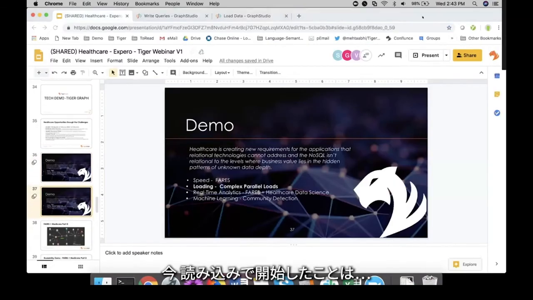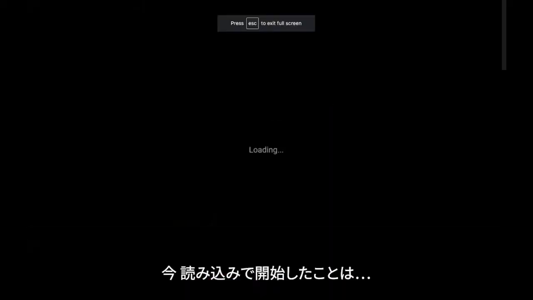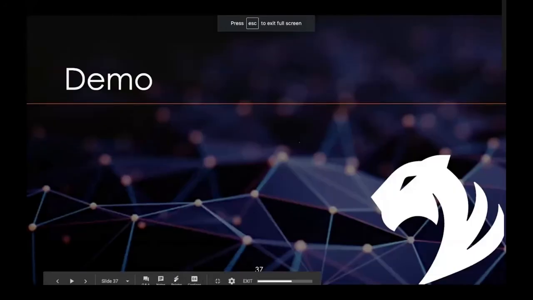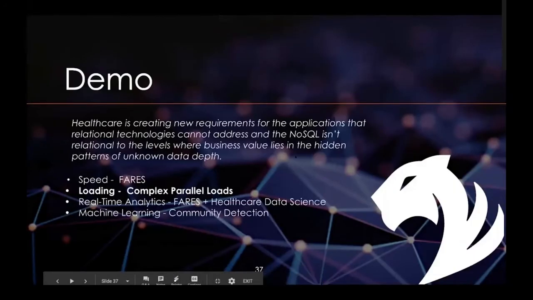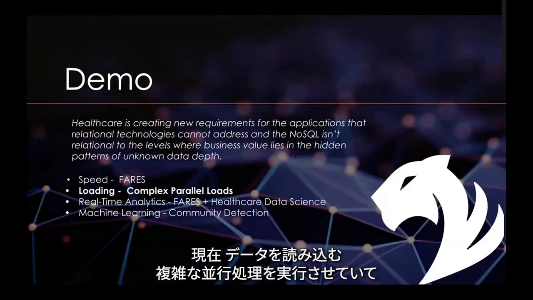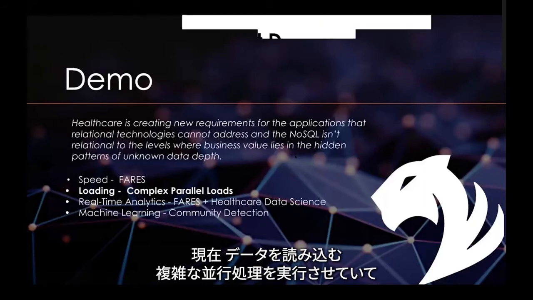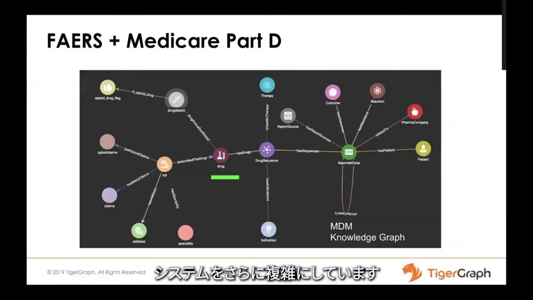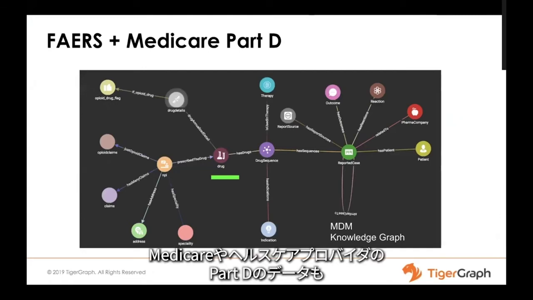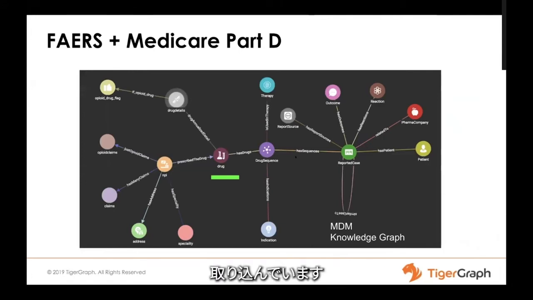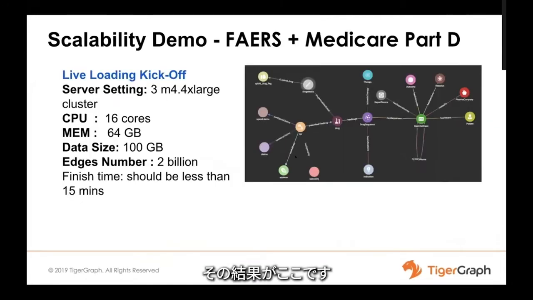What I've just done when I started this parallel loading is that we are loading complex parallel loads right now. So I have made the system even more complex. I have brought in an extra data set. So it's not just Faers, it's also Medicare Part D data from a healthcare provider. And this is what has happened.